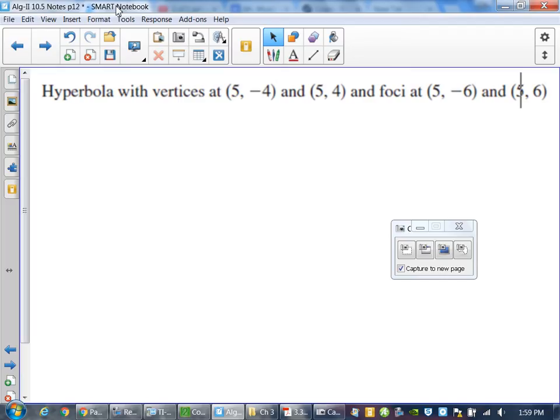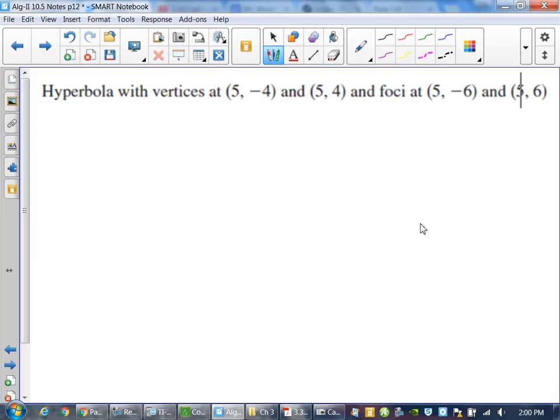It tells you you've got a hyperbola with vertices blah blah and foci at blah blah. So when you know that you have a hyperbola, it's a matter of identifying which way it's going, left and right or up and down. Once you do that, then you know how to count to find our A's and B's. So we start with just plotting it.